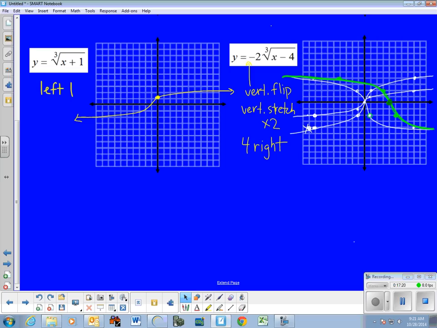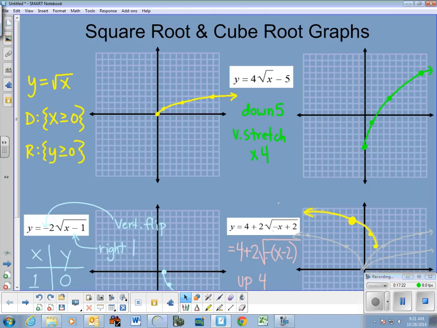All right, so that's going to wrap it up. These are our square and cube root graphs. We'll keep, as we go, learning about translations and picking good points and connecting the dots, the theme of graphing.